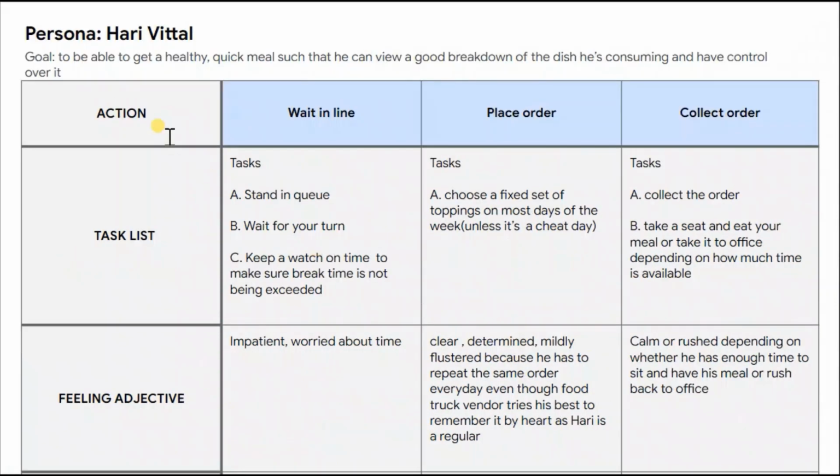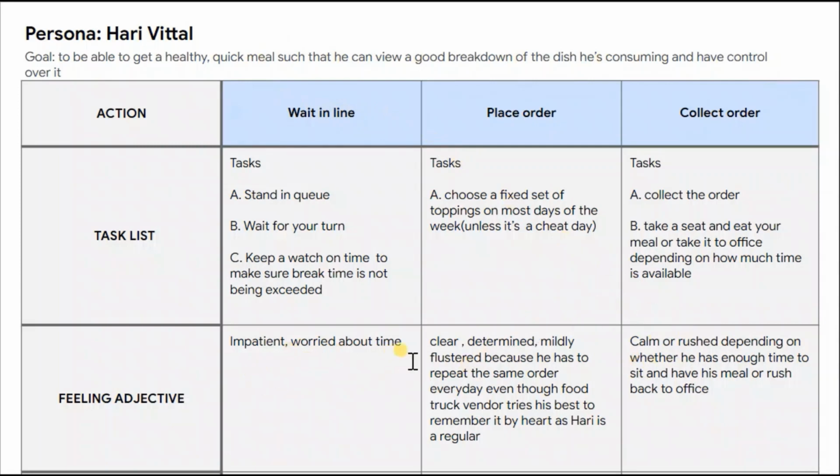Similarly, we have our next persona, which is Hari, and we have the same three stages, but his frustrations and pain points are different, right? Because his end goal is different from that of Vaishwati. His end goal is to be able to get a healthy and a quick meal, such that he can do a good breakdown of the dish he's consuming and have control over it.